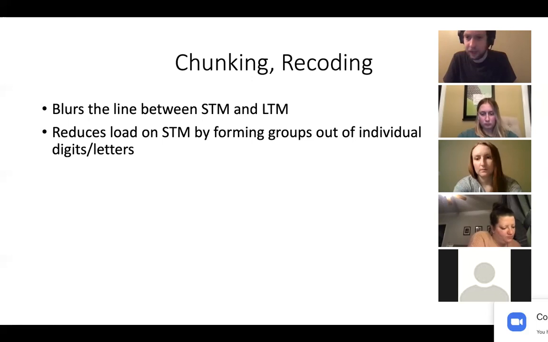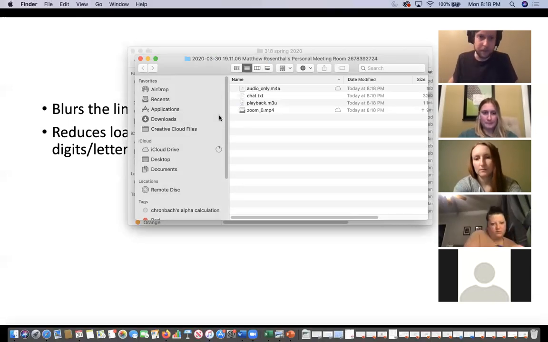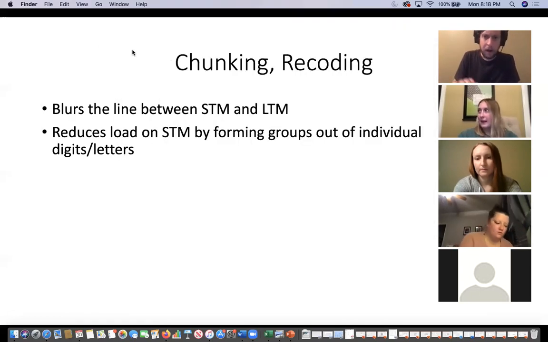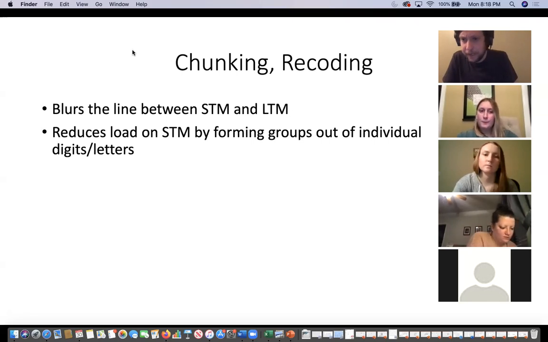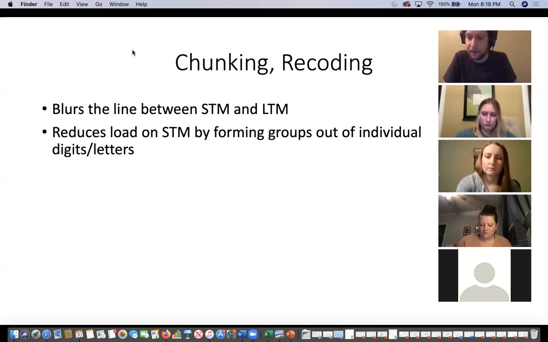The idea of chunking is that you're performing a task which, on the surface, looks like you're using your short-term memory, but it actually turns out that behind the scenes, your brain is using your long-term memory to make the task a little bit easier than it would otherwise be. That's the idea of chunking, using your long-term memory to boost your performance on what appears to be a short-term memory task.